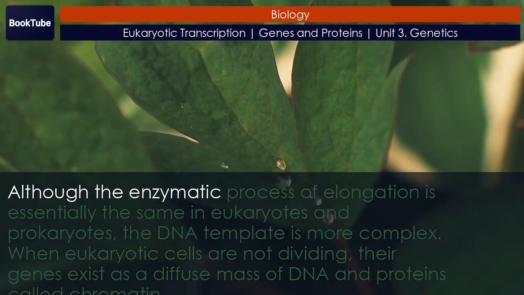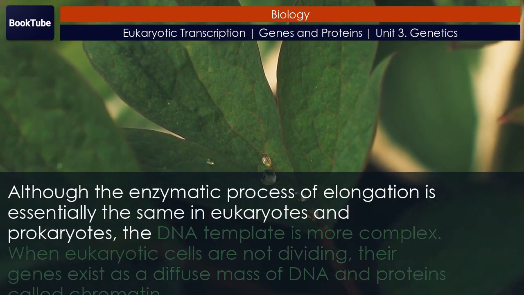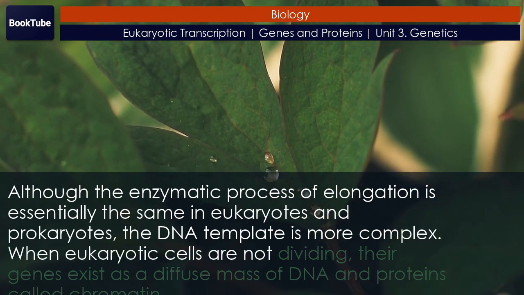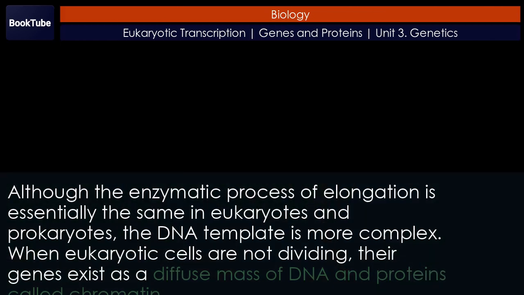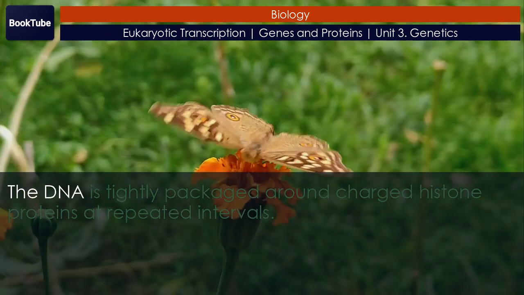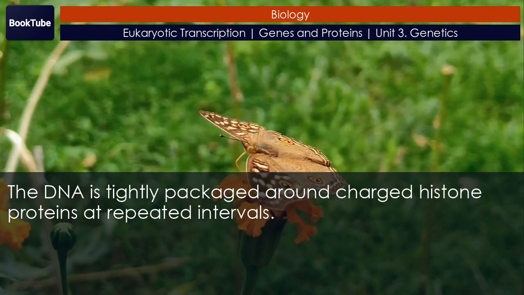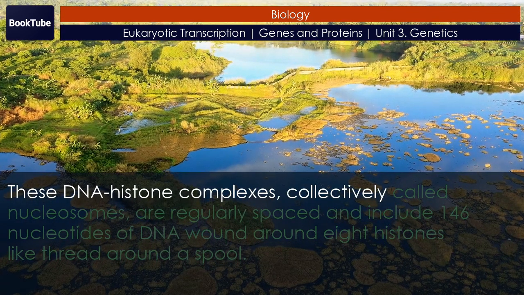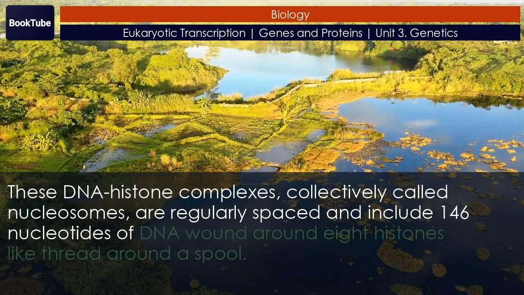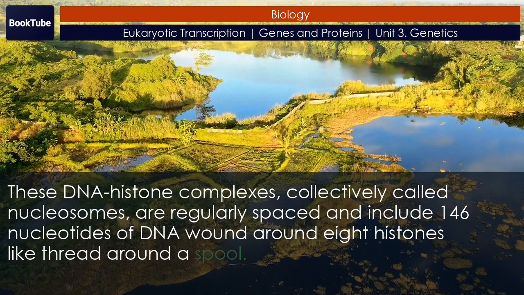Although the enzymatic process of elongation is essentially the same in eukaryotes and prokaryotes, the DNA template is more complex. When eukaryotic cells are not dividing, their genes exist as a diffuse mass of DNA and proteins called chromatin. The DNA is tightly packaged around charged histone proteins at repeated intervals. These DNA-histone complexes, collectively called nucleosomes, are regularly spaced and include 146 nucleotides of DNA wound around 8 histones like thread around a spool.